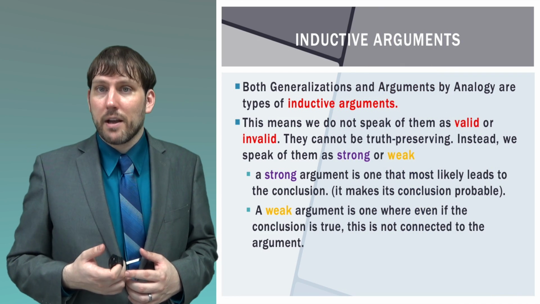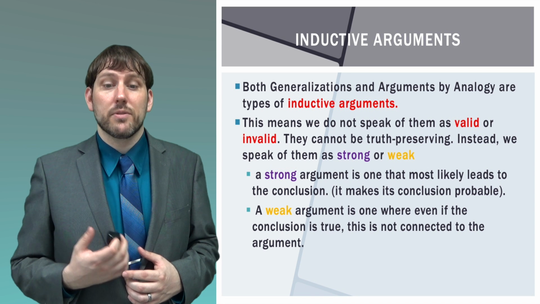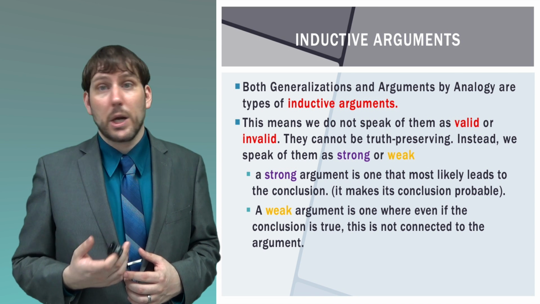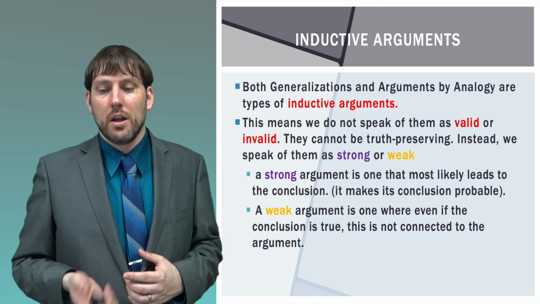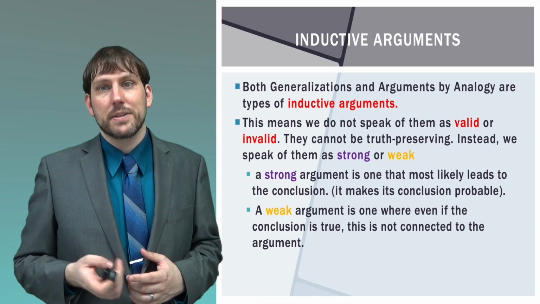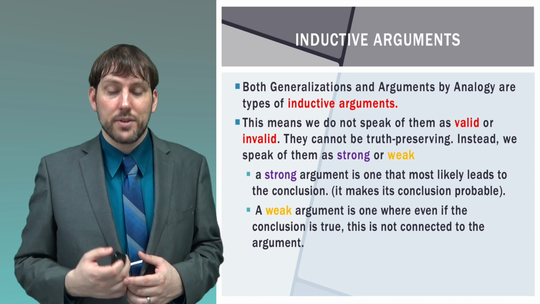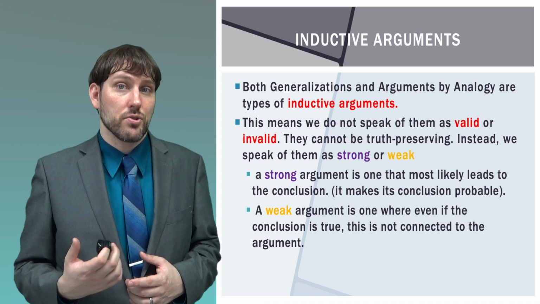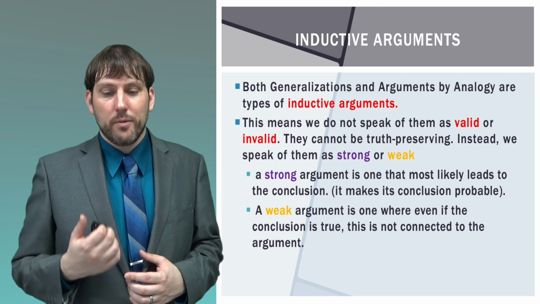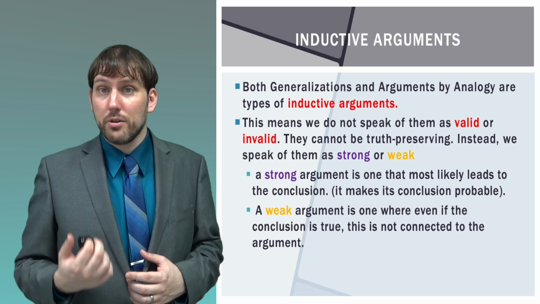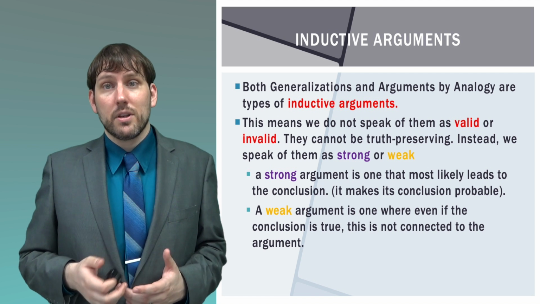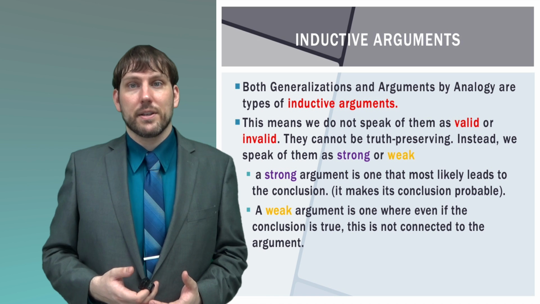Both arguments by analogy and generalizations are types of inductive arguments. This means that they are not valid or invalid. They cannot be truth-preserving. Instead, they are strong or weak. A strong argument makes its conclusion likely. A weak argument is one where the conclusion might be true, but even if it is true, that is not based on the argument that we make.